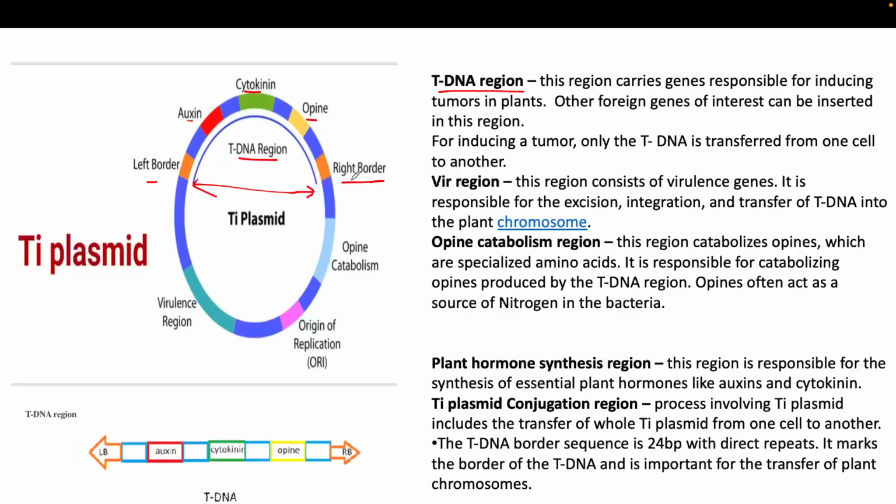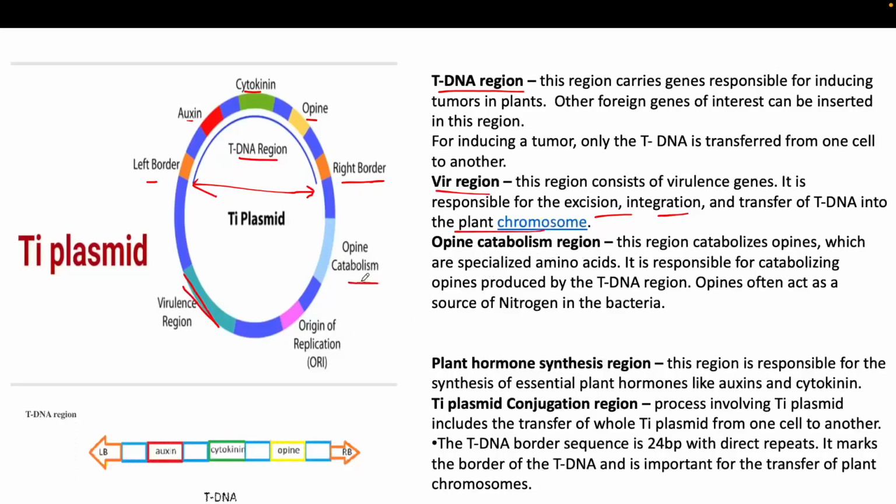Okay, so the second region is the vir region, or we can say this is the virulence region of the Ti plasmid. Here it contains lots of virulence genes, which are responsible for the excision, integration and transfer of this T-DNA into the plant chromosome. Okay, and the third one is the opine catabolism region.